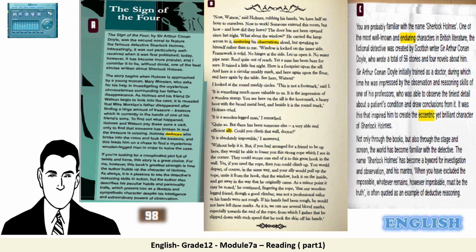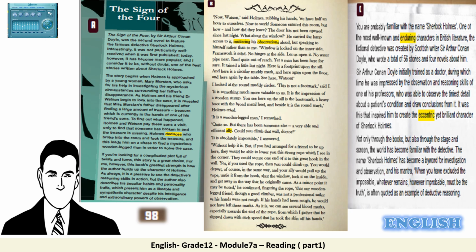Here is a footprint upon the sill. And here is a circular muddy mark. And here again upon the floor. And here again by the table. See here, Watson? I looked at the round, muddy circles. This is not a footmark, said I. It is something much more valuable to us. It is the impression of a wooden stump.